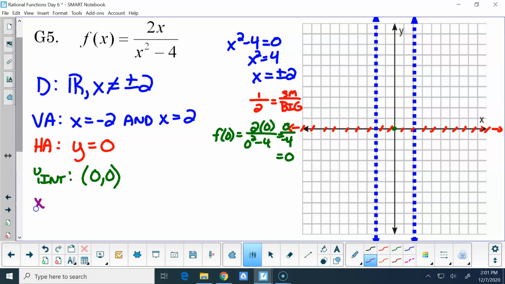Next, I try my x-intercept. For my x-intercept, I set the numerator equal to 0, and I solve. That's also going to be 0, which means that's also there. Okay? 3 zones now.